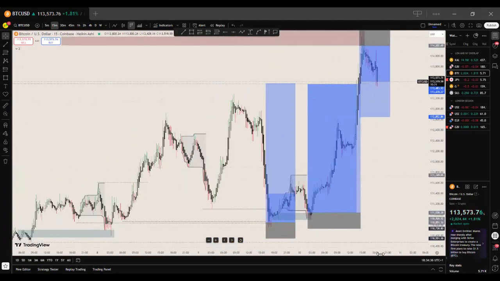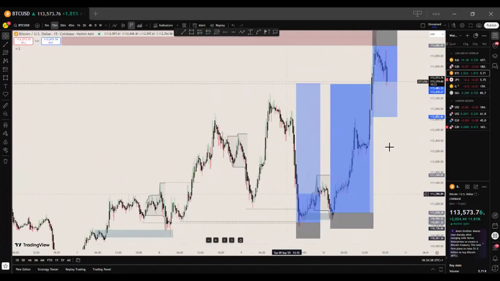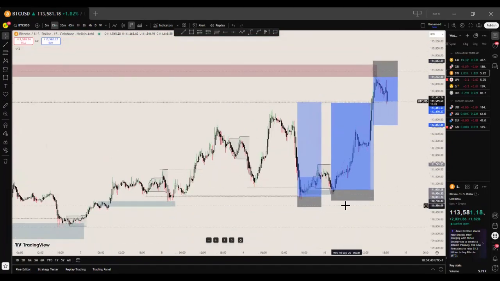So as you can see, this is how I trade BTC today.